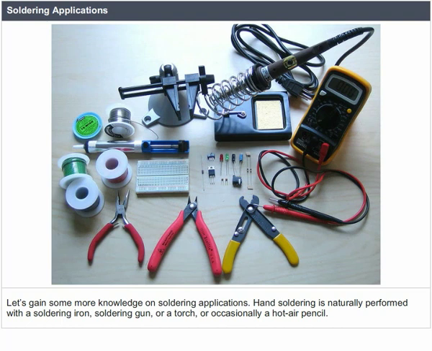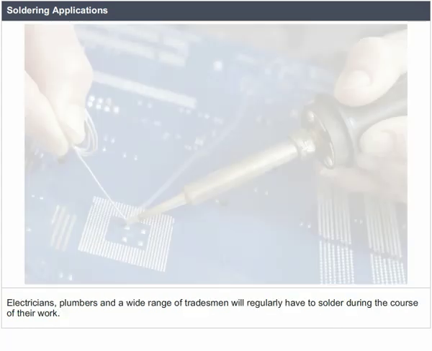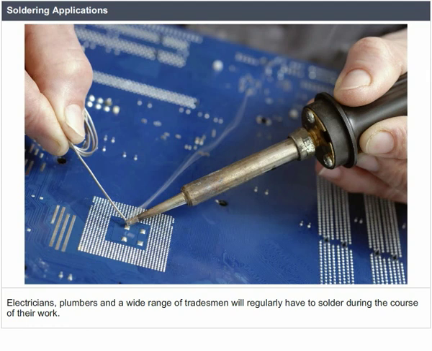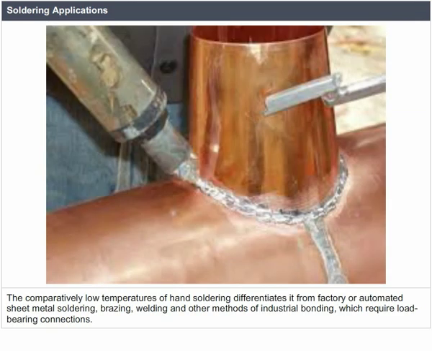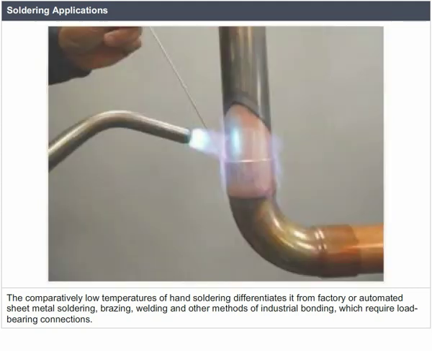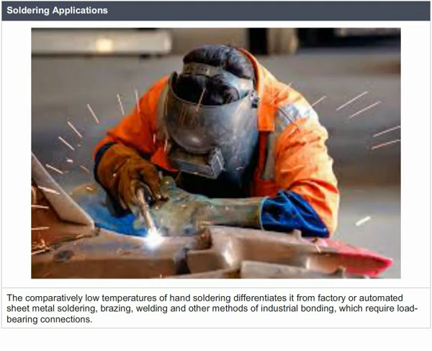Let's gain some more knowledge on soldering applications. Hand soldering is normally performed with a soldering iron, soldering gun or a torch, or occasionally a hot air pencil. Electricians, plumbers, and a wide range of tradesmen will regularly have to solder during their course of work. Plumbers construct permanent but reversible connections between copper pipes in domestic heating systems. The comparatively low temperatures of hand soldering differentiate it from factory or automated sheet metal soldering, brazing, welding, and other methods of industrial bonding, which require load-bearing connections.